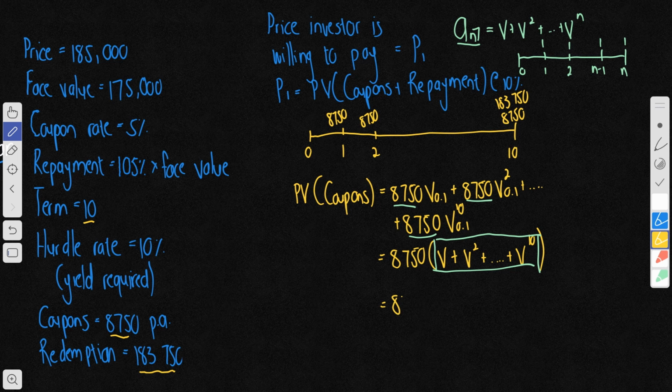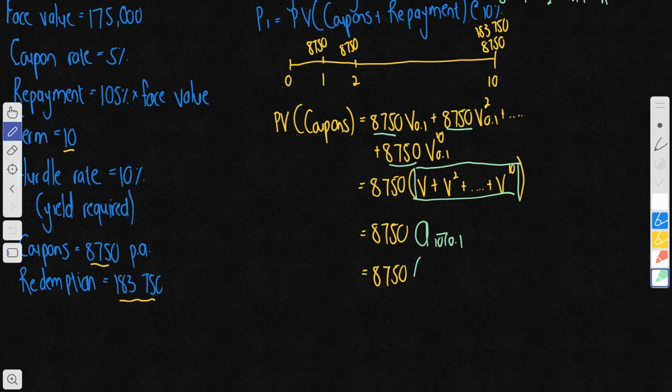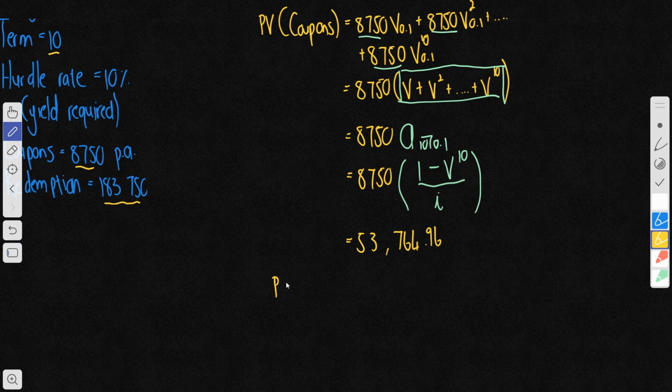And we can use that to calculate the sum of the terms inside of this bracket. So we have 8,750 multiplied by an annuity over 10 years at 10%. Recall that the formula for an annuity in arrears over 10 years is 1 minus v to the power n divided by i. And if you work this out on your calculator, you get $53,764.96. The present value of the redemption payment is pretty straightforward. We just use our present value formula.